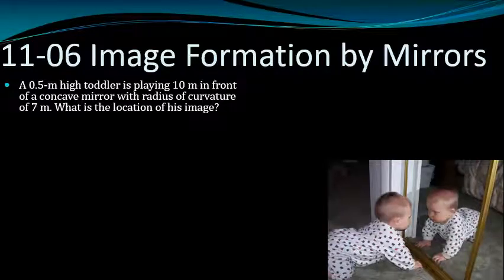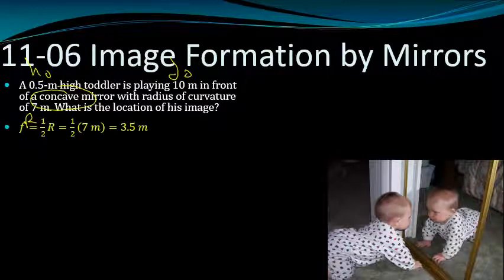So let's say a half-meter high toddler is playing 10 meters in front of a concave mirror. The radius of curvature is 7 meters. What is the location of his image? Well, let's see, what do we have? We have the object height. We have our object distance. And we have our radius of curvature. And we know it is concave.